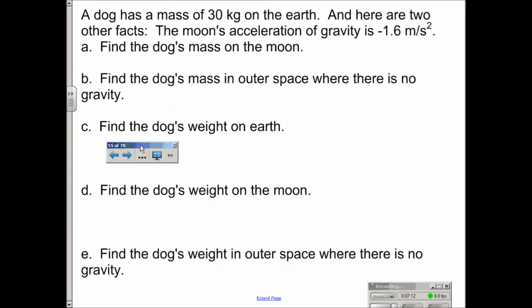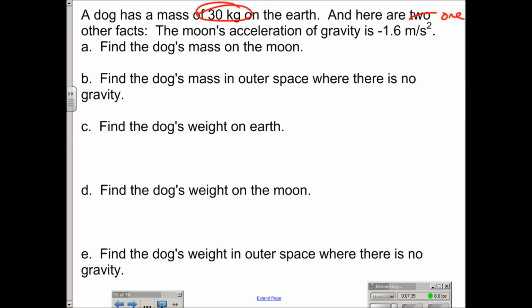Here we go. A dog has a mass of 30 kilograms on the Earth. So somewhere you should write down that his mass is 30 kilograms. Here's one other fact: the moon's acceleration of gravity is negative 1.6 meters per second squared.